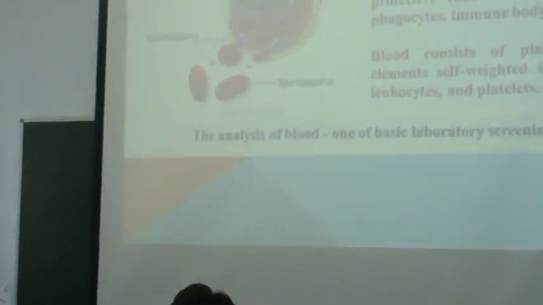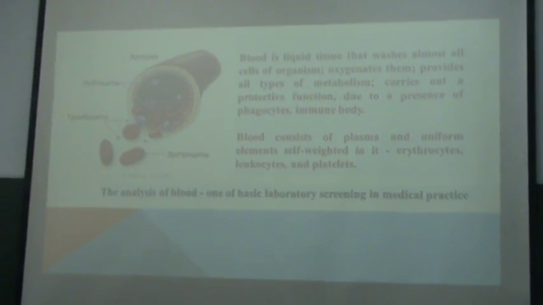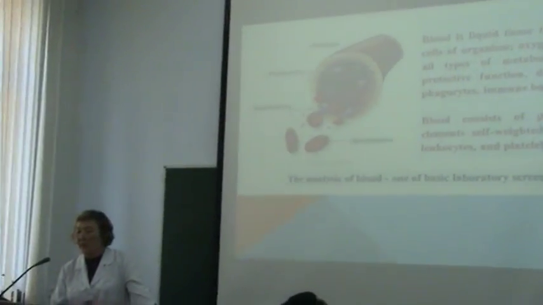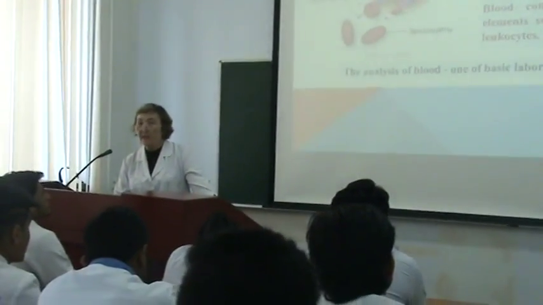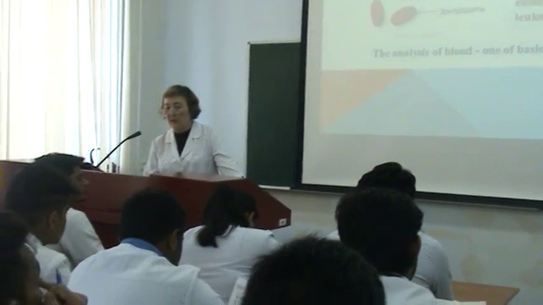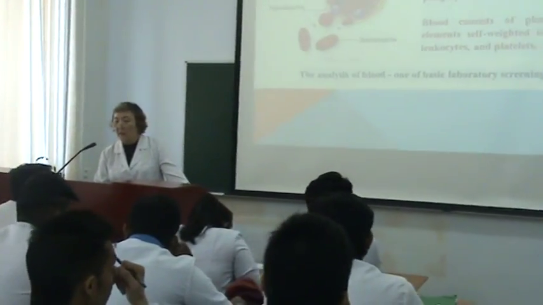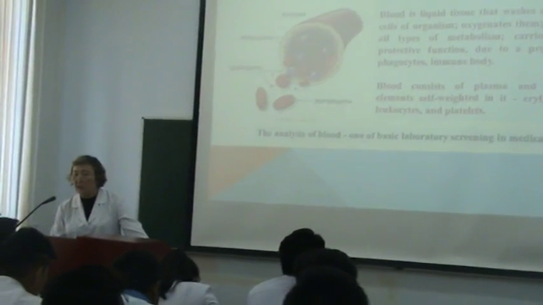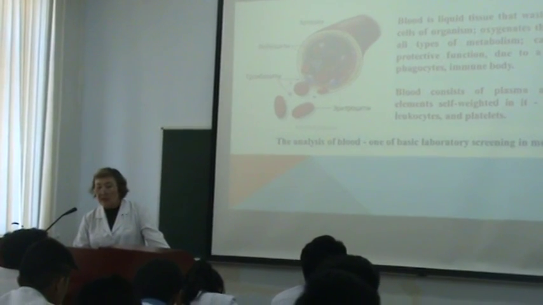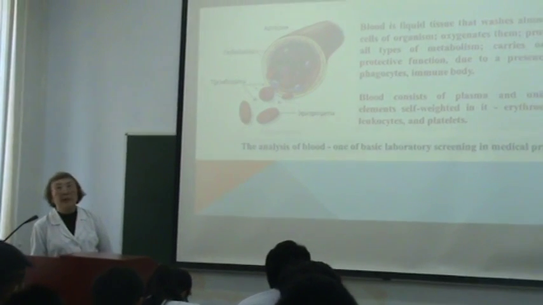Blood is a liquid tissue that washes almost all cells of the organism, oxygenates them, provides all types of metabolism, and carries out a protective function due to the presence of phagocytes in the body. Blood consists of plasma and formed elements, namely erythrocytes, leukocytes, and platelets. The analysis of blood is one of the basic laboratory tests in medical practice.